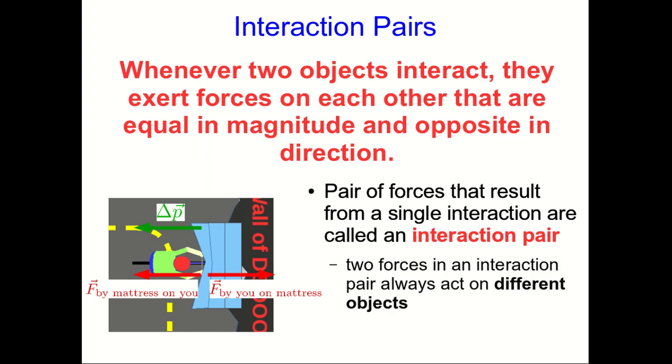And what we've just seen is that these two forces must be in opposite directions and must be of the same magnitude. But the other thing to realize about interaction pairs that's always true is that they always act on two different objects. In this example, one of these forces is a force that the mattress exerts on you, whereas the other one is a force that you exert on the mattress.